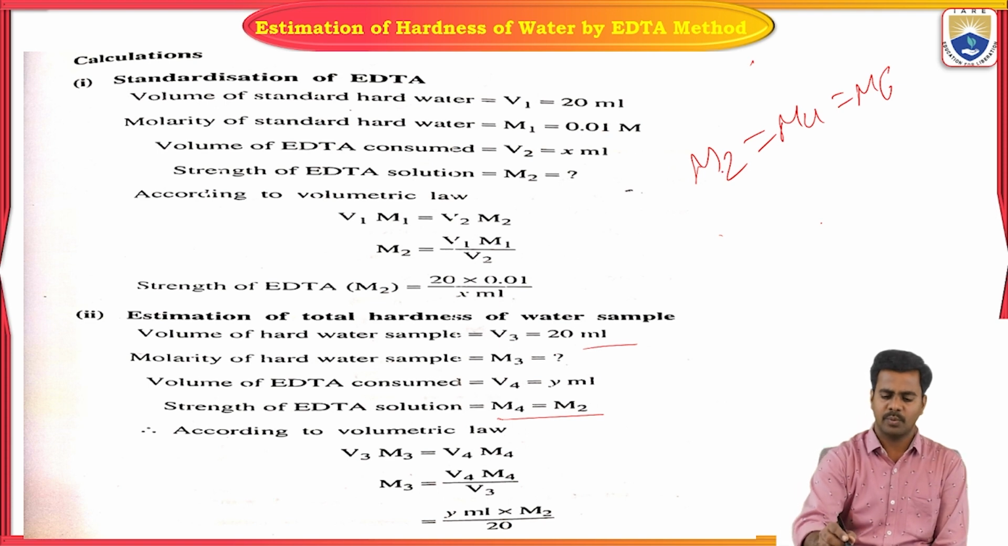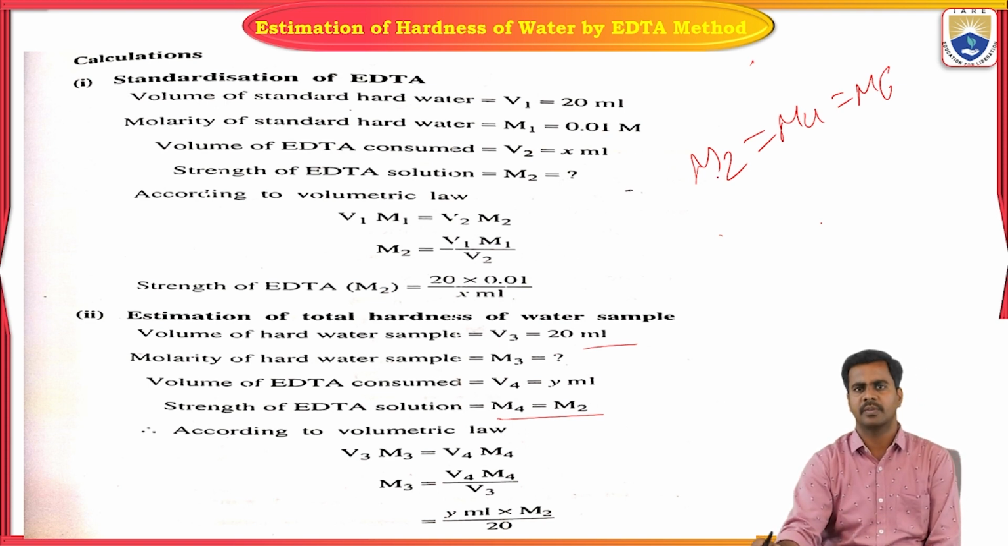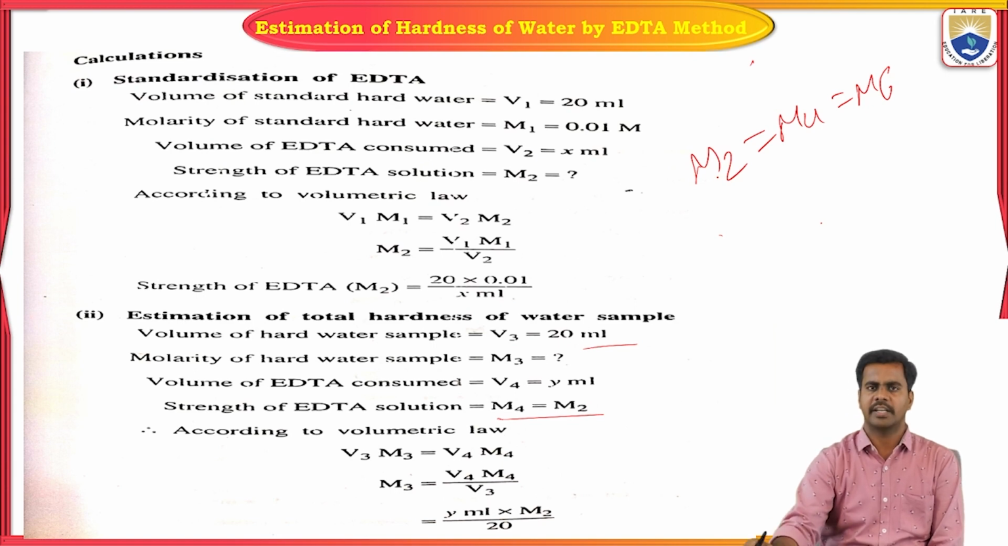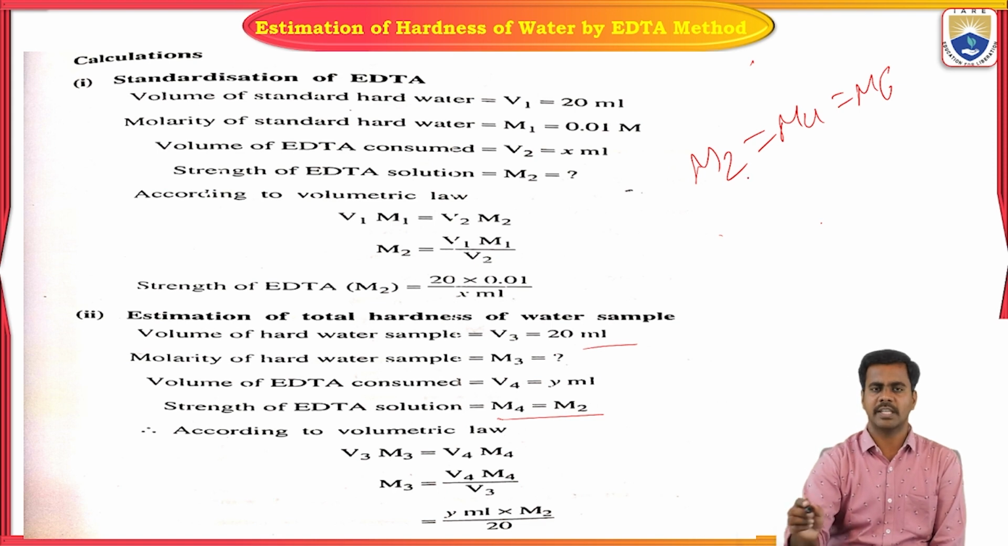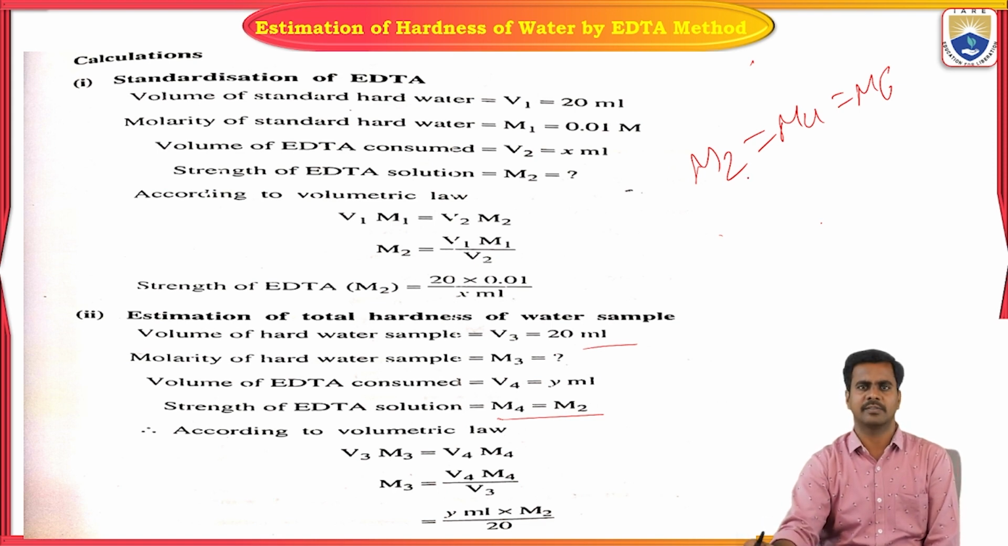So M2 stands for the strength of EDTA, M4 stands for the strength of EDTA, and M6 stands for the strength of EDTA. But the contents present in the conical flask will vary, will be changed.